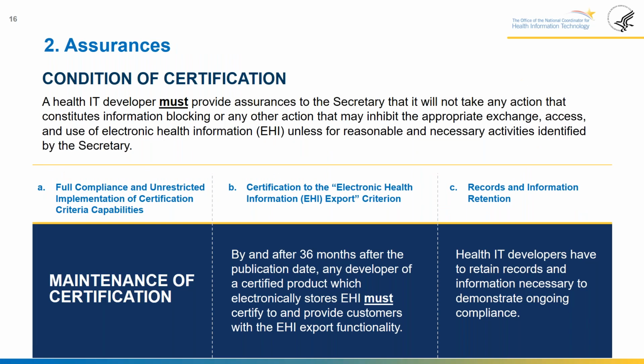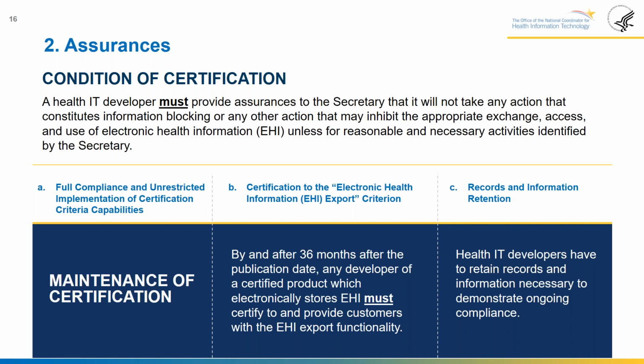So the second condition of certification is what we call assurances. This one is essentially 4 conditions that are set out with 2 maintenance requirements. The first one basically tracks the statute. What we're saying here is that developers will test that they do these certain things and comply with the requirements that we set out. So this includes information blocking as well as any other action that may inhibit the appropriate access, exchange, and use of electronic health information.